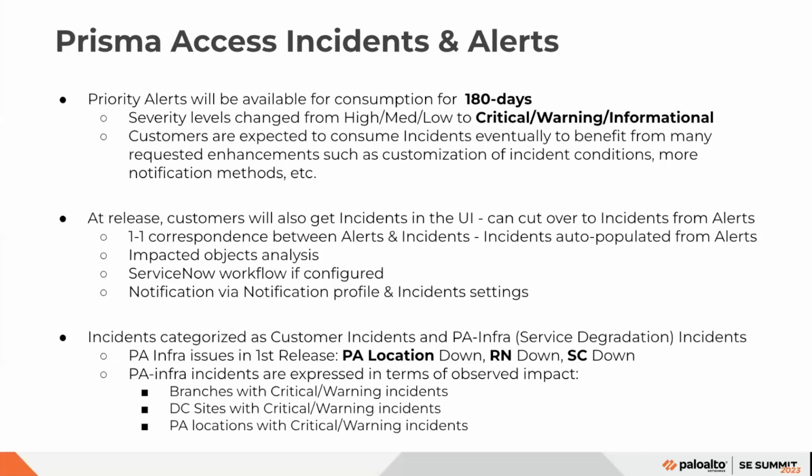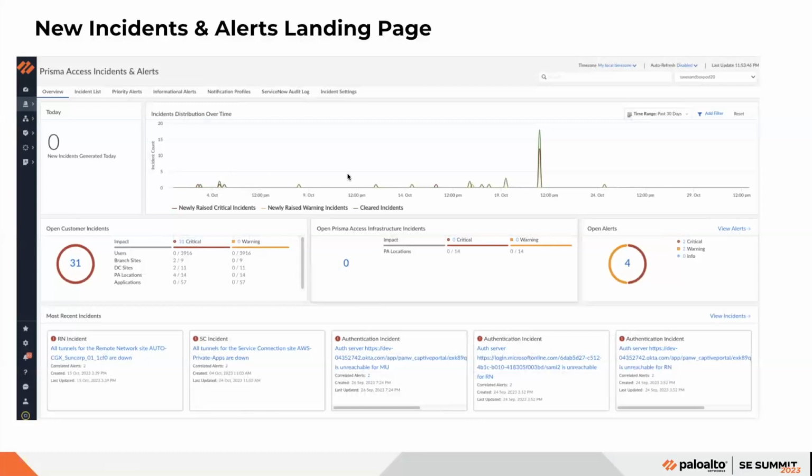You can always view this incident list and get the details about the open incidents in the time range. You can select the filter. Let me have a quick click onto that as I was talking about. This is the landing page for the Prisma Access Incidents and Alerts, where you can see the incident distributions, some of those open alerts, Prisma Access infrastructure incidents, and the open alerts which are divided into critical, warning, or information.